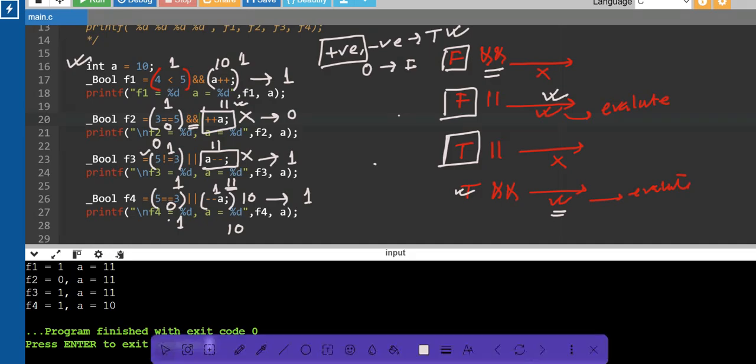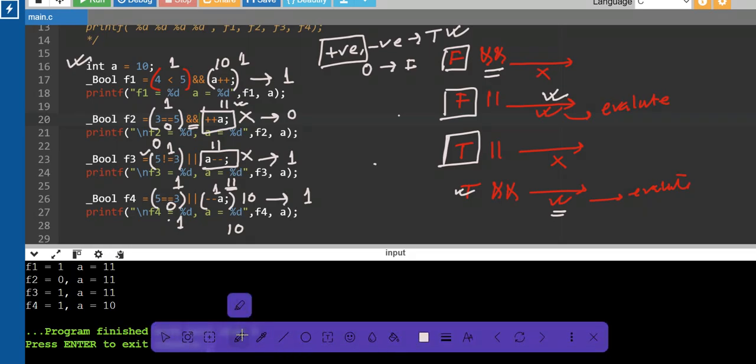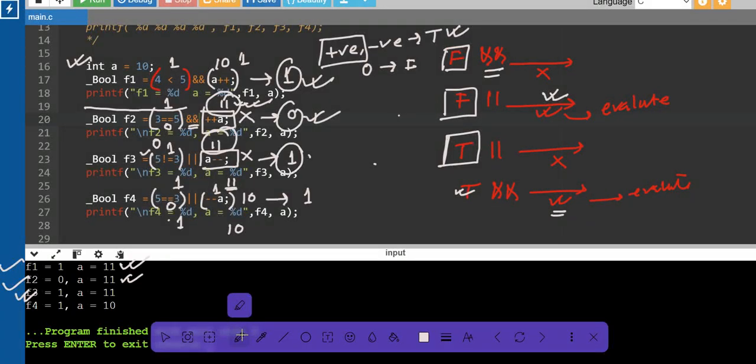Okay, now look at the output and check here. First one, we get F1 as 1, so here you can see F1 as 1, yes, correct, and A as 11, yes, here you can see A as 11, we got it correctly. Second, F2 as false, and A as 11. Third one, F3 as true, and A still remains unchanged, A is 11. No issue. And last one, F4 as true, yes, it is true. And A is 10, A is also 10. Okay.